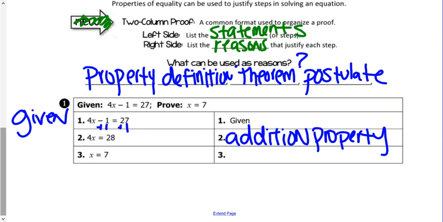Now from step 2 to step 3, what did I do? Technically I divided by 4 to yield x equal to 7. So what I did from step 2 to step 3 is I used the division property of equality.